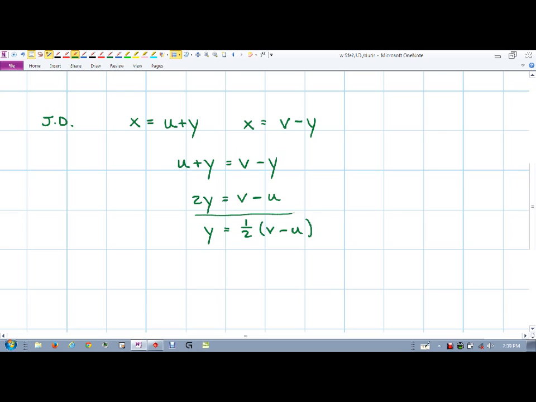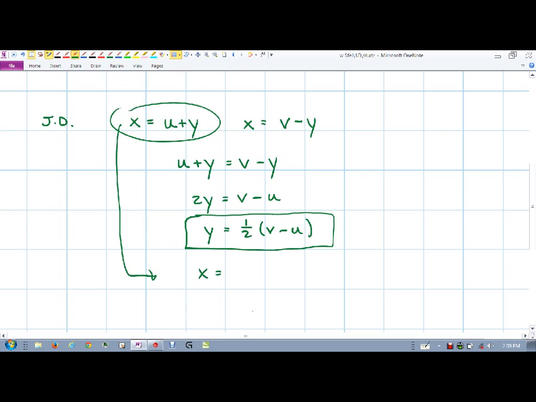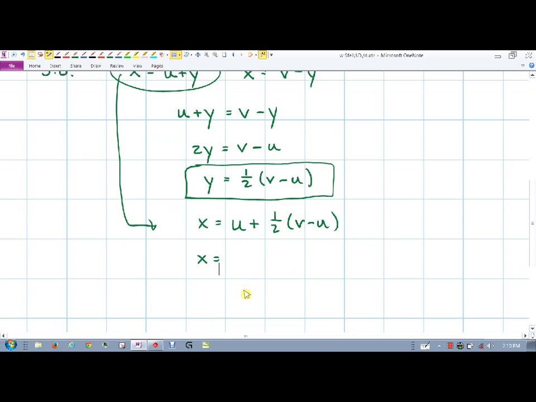So this is one of the equations I can use that I'll take partials of. How do I get the other one? How about we take this right here? x is equal to u plus y, but y is 1/2 (v minus u). So x is u, not u, what is it? Half u plus half v. That okay?